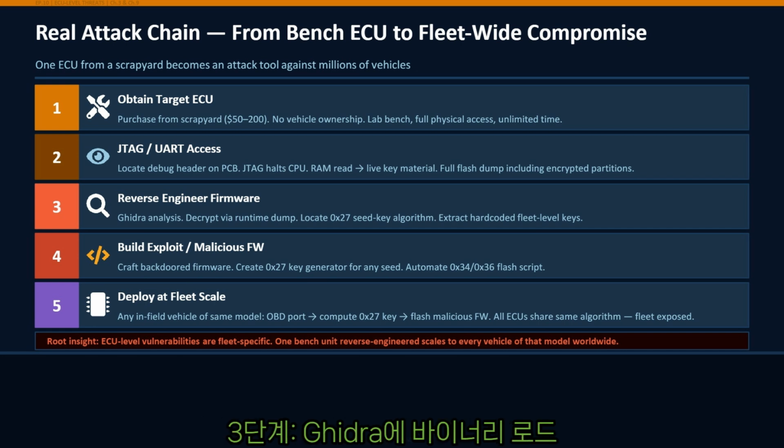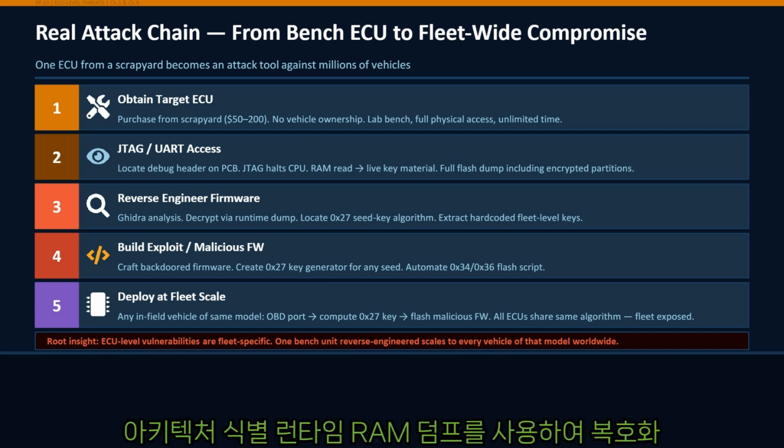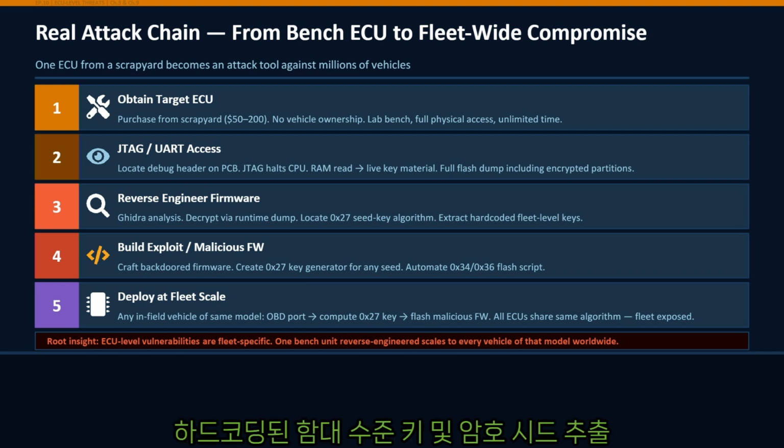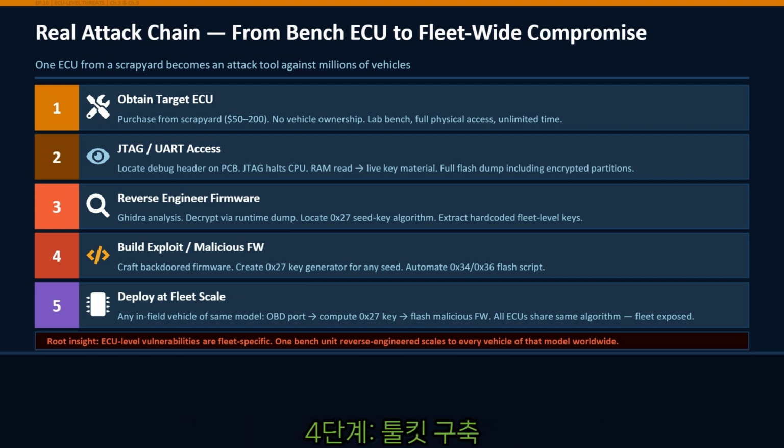Step 3, load the binary into GHIDRA. Identify architecture. Decrypt using the runtime RAM dump. Locate the UDS 0x27 seed-key function. Extract hard-coded fleet-level keys and crypto seeds.